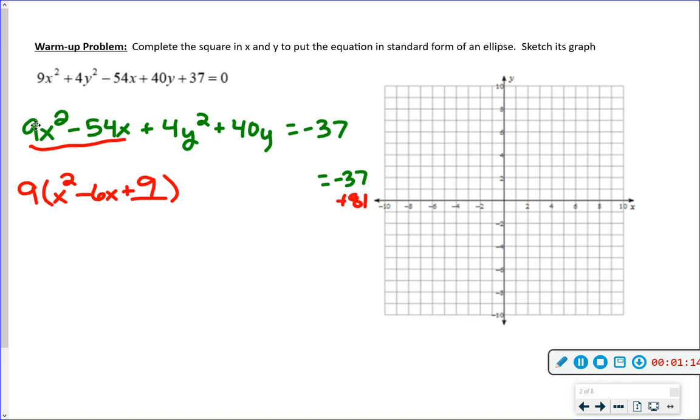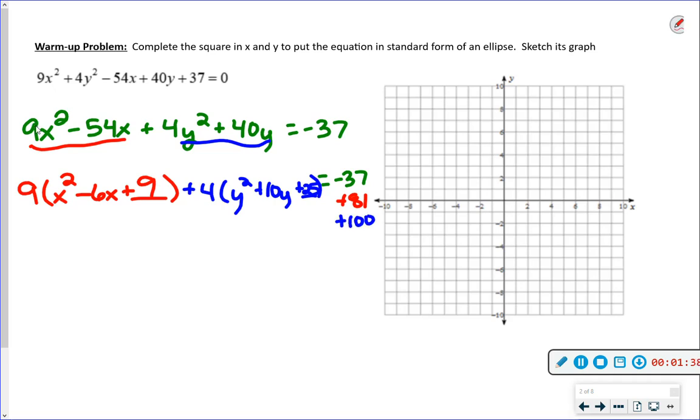Okay, let's do the y's. I'm going to do those in blue. I'm going to factor the 4 out. 4 times 10, of course, 40. And sneak it in there. Complete our square on 10. Half of 10, 5 squared, 25. But again, I really just didn't put a 25 on that left side. We really put what number? 100. 4 times 25. Got it.